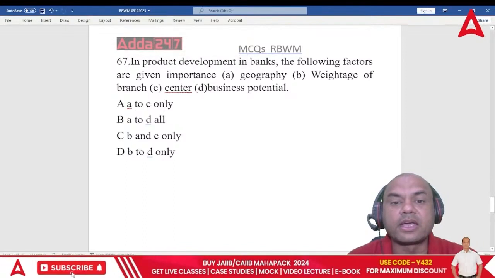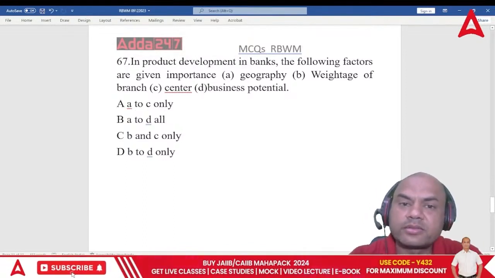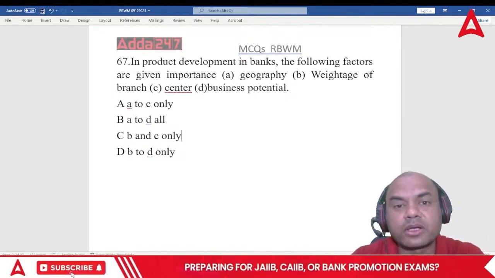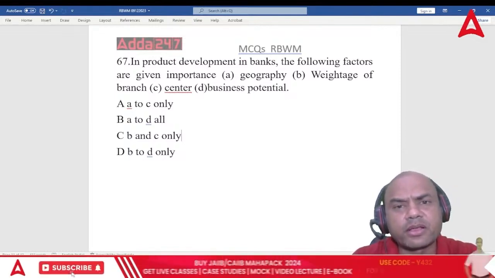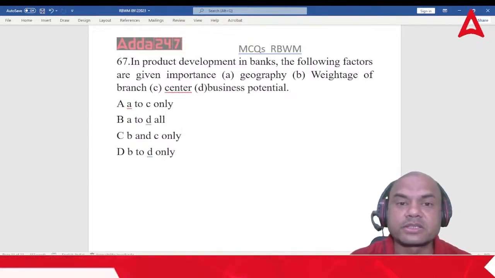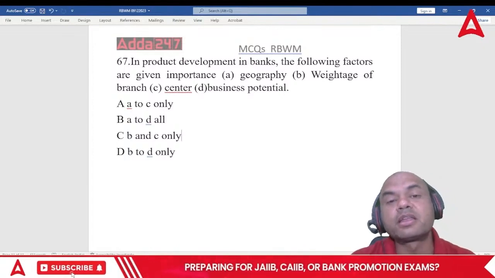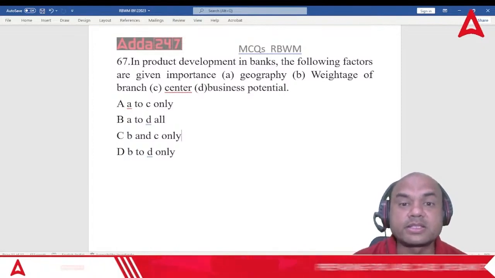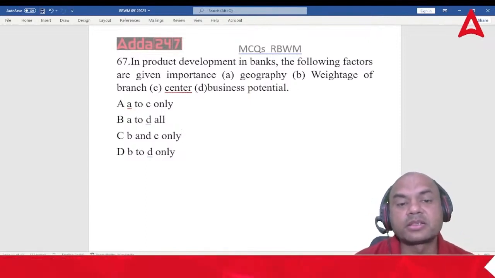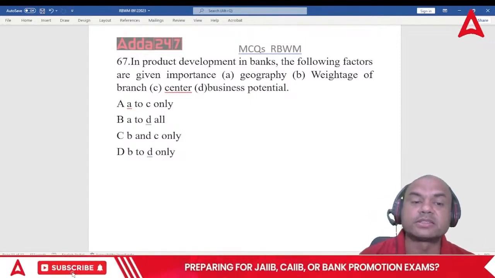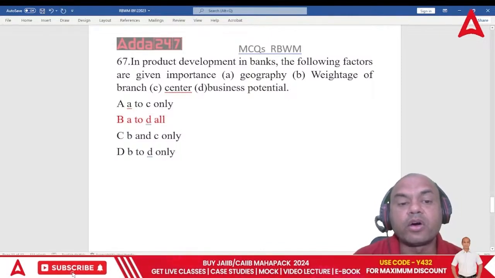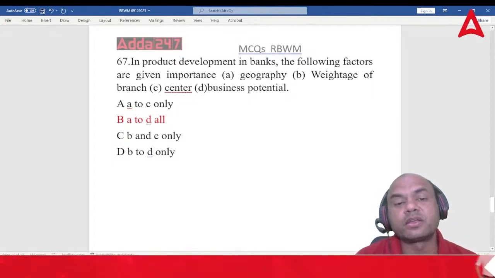Geography. Can I give any product anywhere? Suppose I give the same product in banking in South India as well as in North India. Forget the core products, savings or anything, but other features vary as per the requirement of the customer, of the region. Weightage of the branch, center and business potential. So the answer is this, A to D all of them is the answer. All of them are given importance over here.